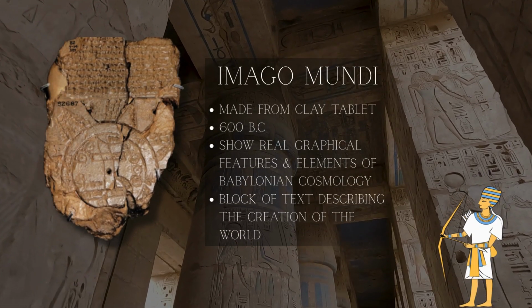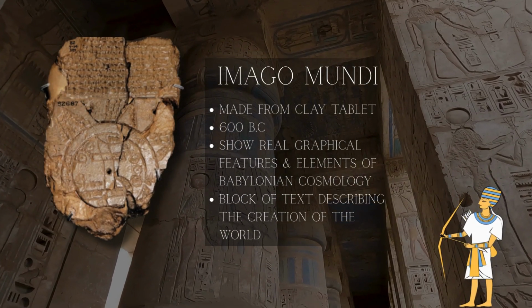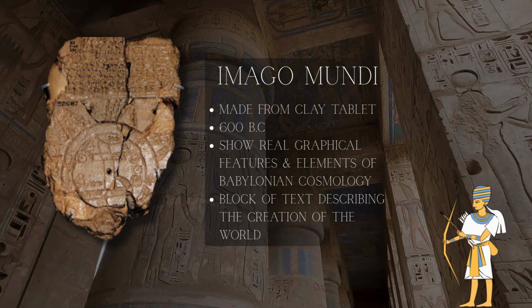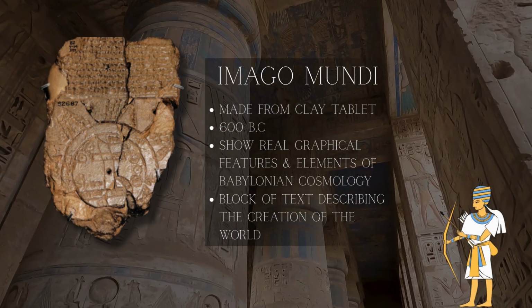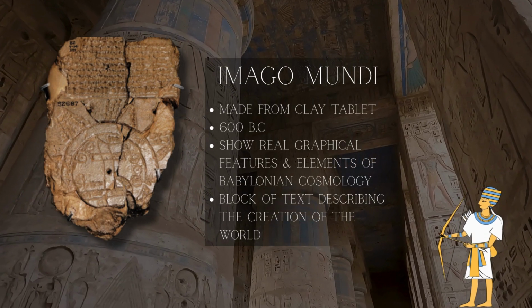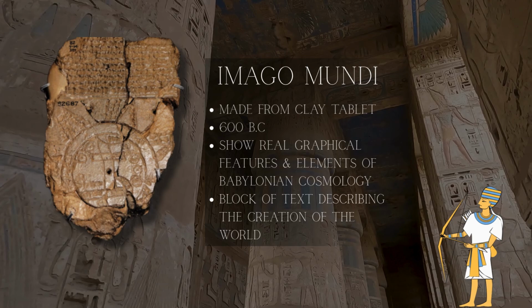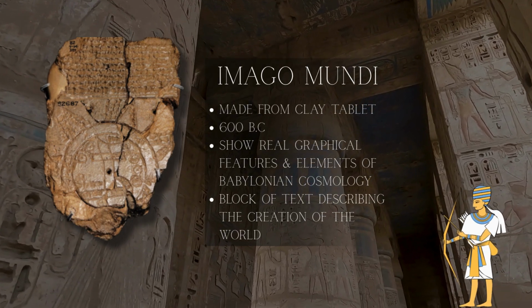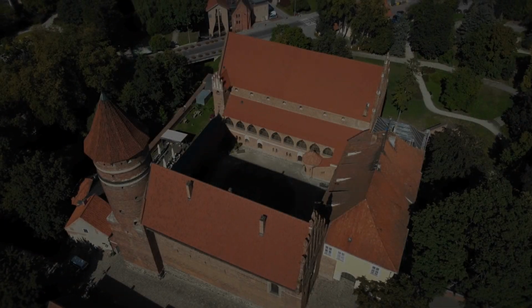Not only that, this one is the earliest known map, Imago Mundi. This map is made from a clay tablet around 600 BC. This map also shows both real geographical features and elements of Babylonian cosmology, like mythological beasts that inhabit the unknown lands. On top of the map is a block of text describing the creation of the world by Marduk, who was a chief god of Babylon.